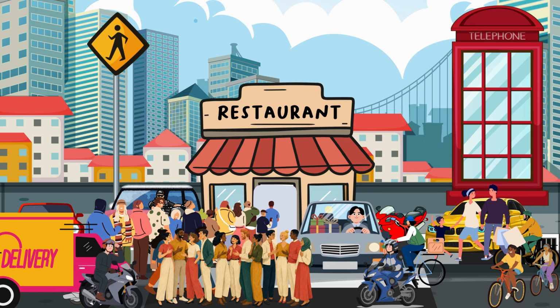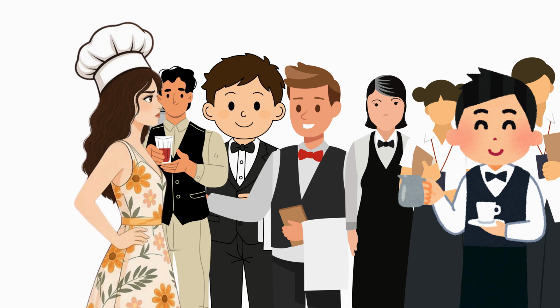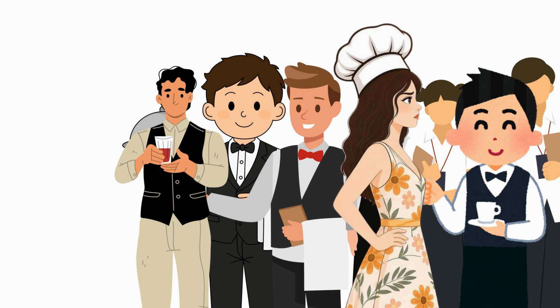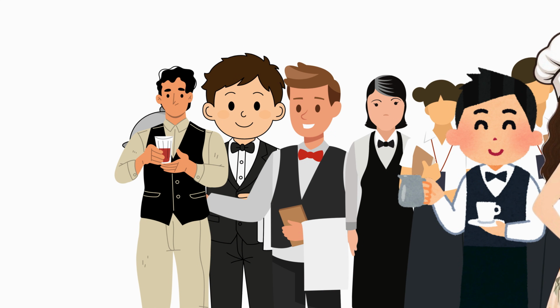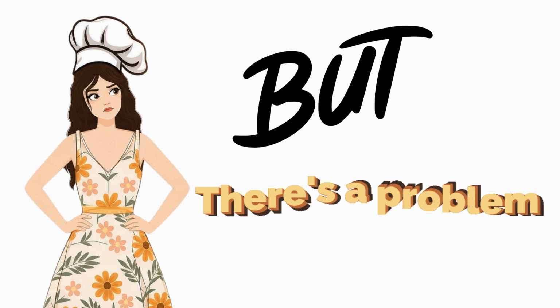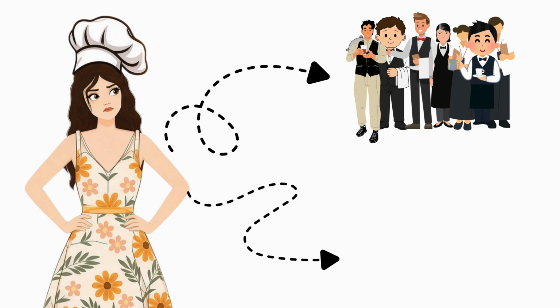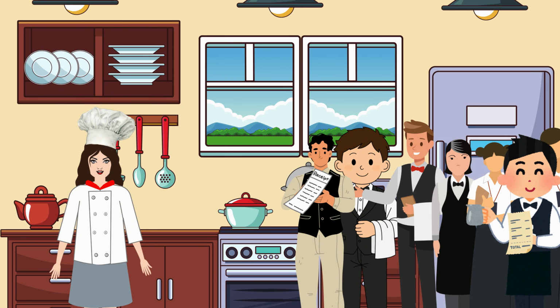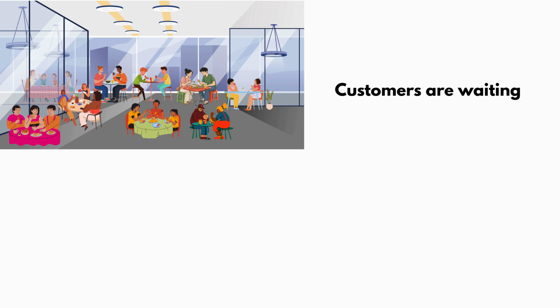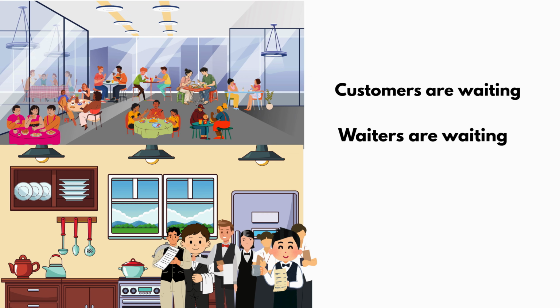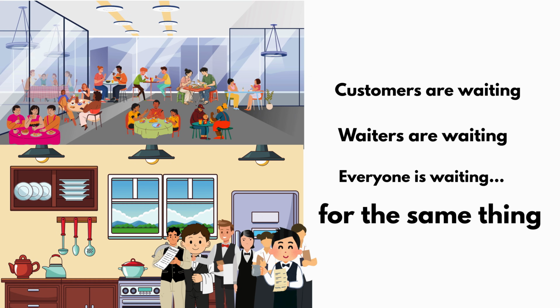More customers, more work, so Chef Lovey adds more capacity where she needs it. Seems like the perfect solution. But there is a problem. Chef Lovey added more waiters, but she didn't add more cooking capacity. Now, 10 waiters are sending orders to one kitchen. Customers are waiting, waiters are waiting, everyone is waiting for the same thing, Chef Lovey.